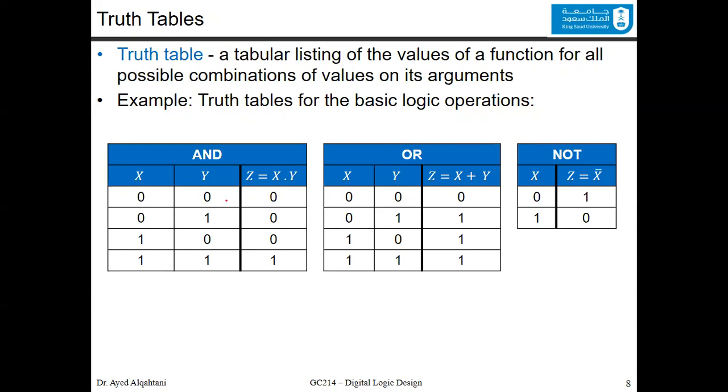Now, I should mention that if you have two variables, then the number of rows in the truth table is equal to 2 to the power of 2, which is 4. In a general way, if you have n number of inputs, then the number of rows in the truth table is going to be 2 to the power of n.